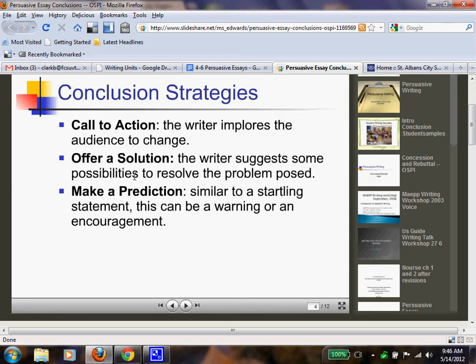Offer a solution. The writer suggests some possibilities to resolve the problem, and then make a prediction. Similar to a startling statement, this can be a warning or an encouragement. So if we don't make a change, this will happen. If bullying doesn't stop, kids are continually going to feel bad about themselves. That's what that prediction is going to be. Okay, next slide.